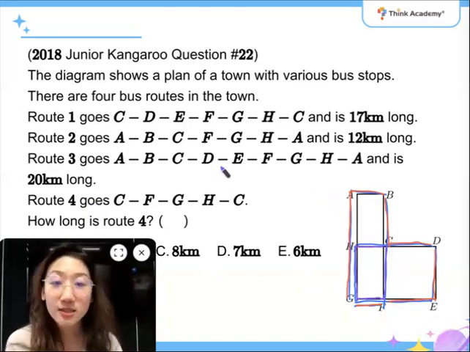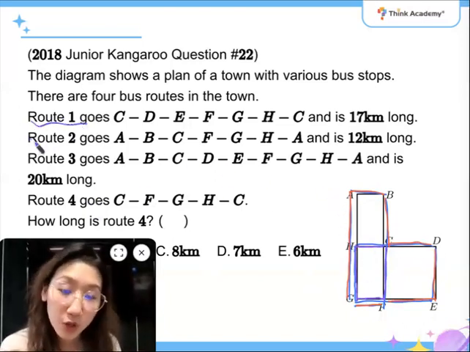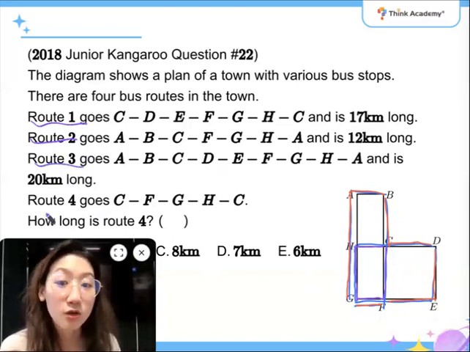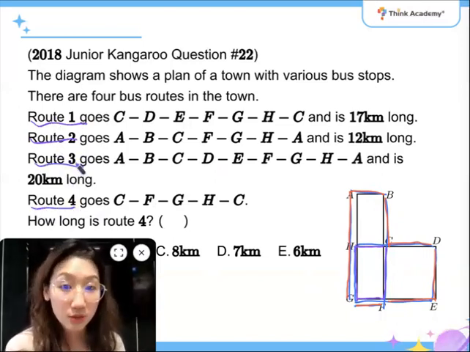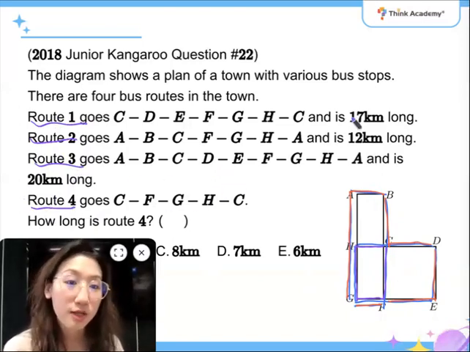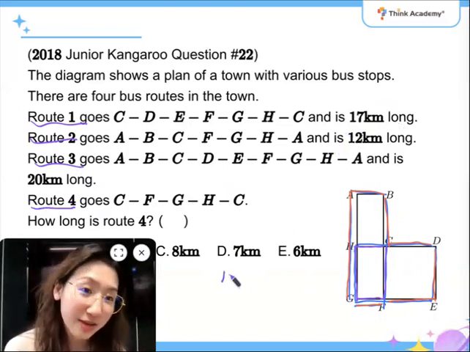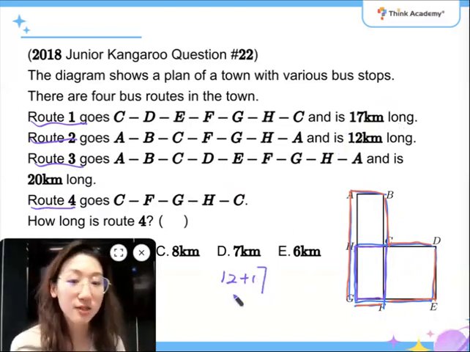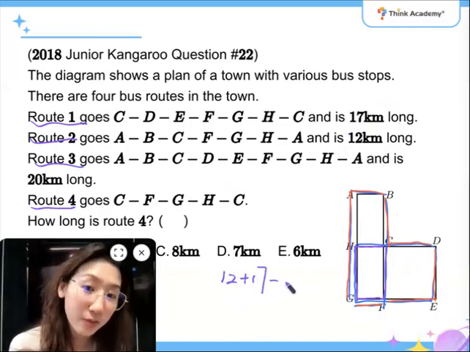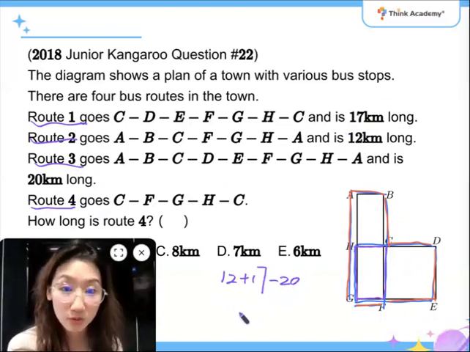So by analyzing, you will see that routes 1 and 2 add up to routes 3 and 4. The sum of routes 1 and 2 is equal to the sum of routes 3 and 4. So they are equal. That means if you want to find route 4, you can just find the shared fixed sum, which is 12 plus 7, and then take away route 3.